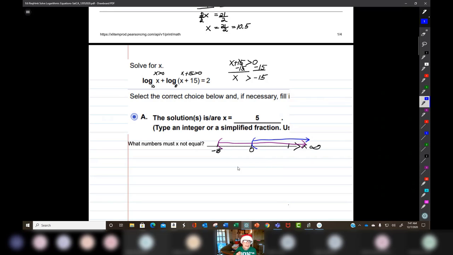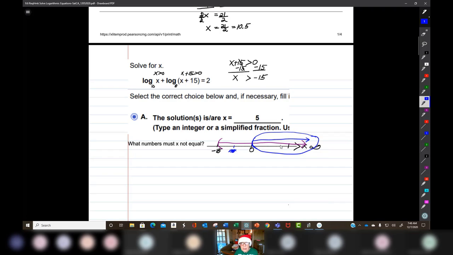Well, if my only answer is, say, negative 13, that's great for this, because negative 13 is to the right of negative 15, but it's not at all good for x. It has to be greater than 0. No. The answer we get has got to satisfy both x is greater than 0 and at the same time x is greater than negative 15. So we're going to have to go with wherever these lines overlap.